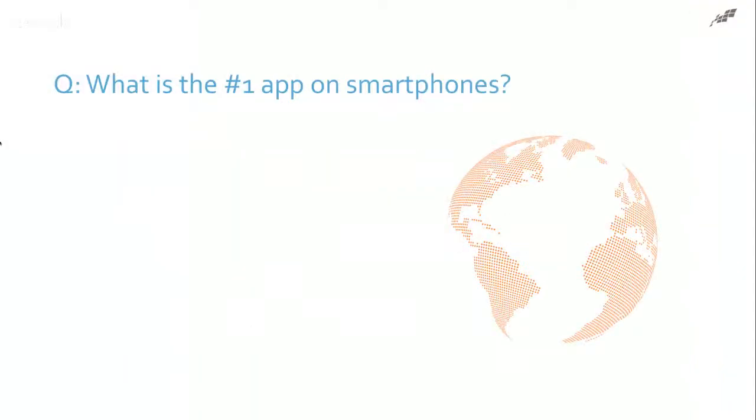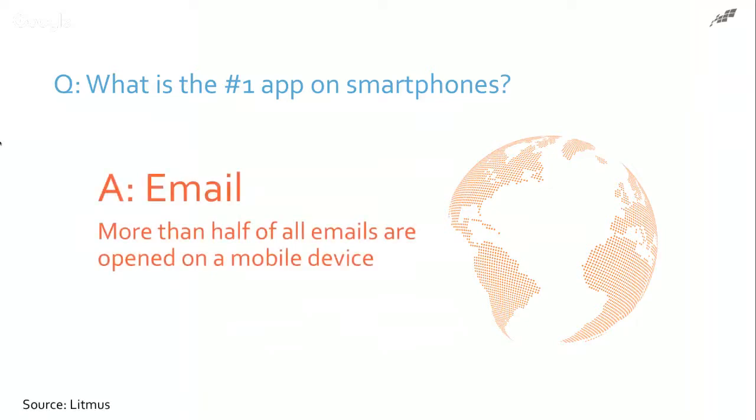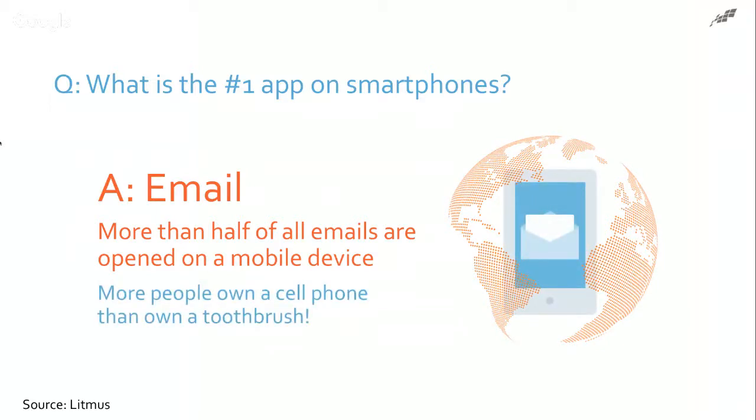First, pop quiz. What's the number one app on smartphones today? Is it Facebook? Is it any of those apps or games that are out there? Nah, it's email. More than half of all emails are opened on a mobile device. That's a lot of emails. More people own a cell phone than own a toothbrush. And so it's probably easier that we're talking to people via cell phone versus face-to-face.